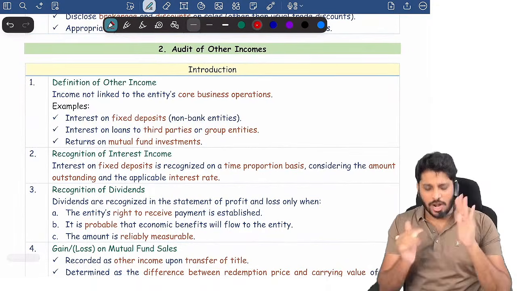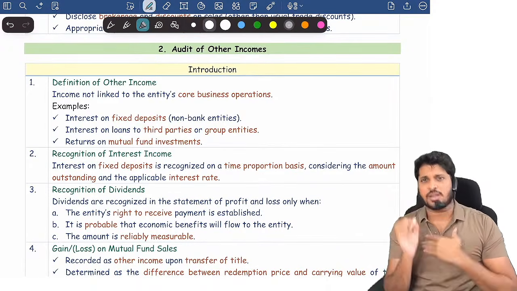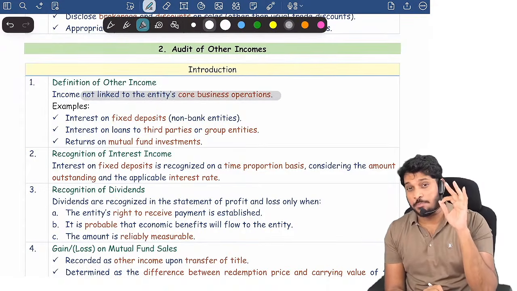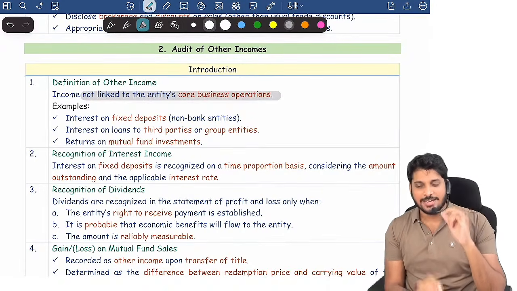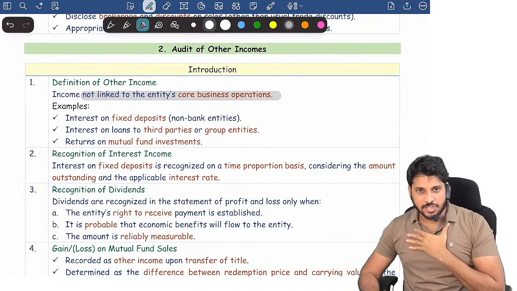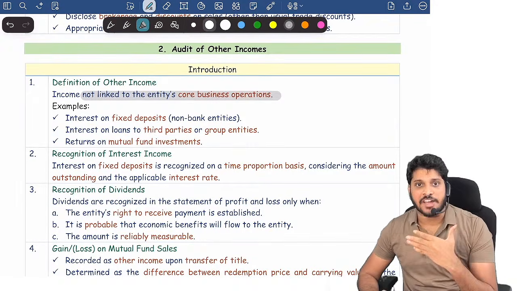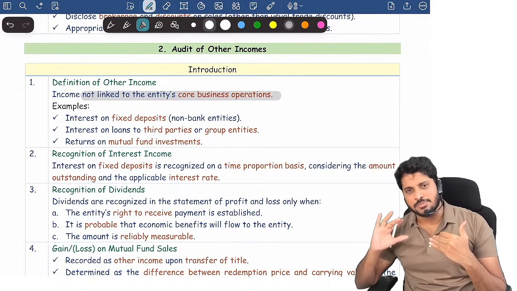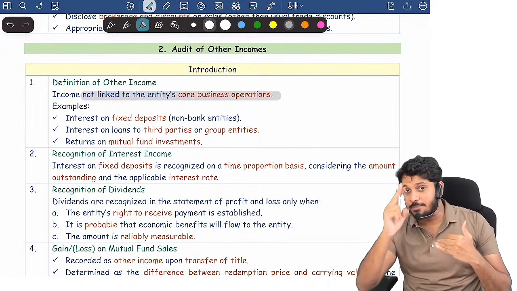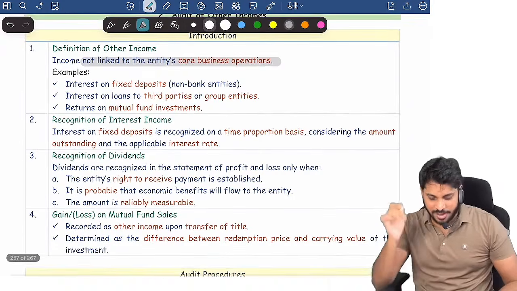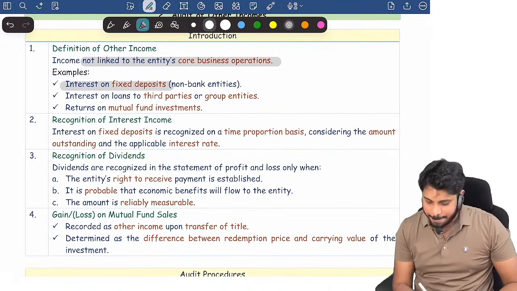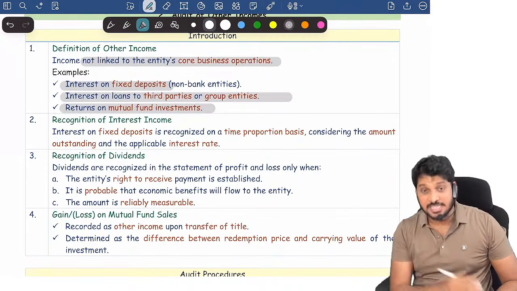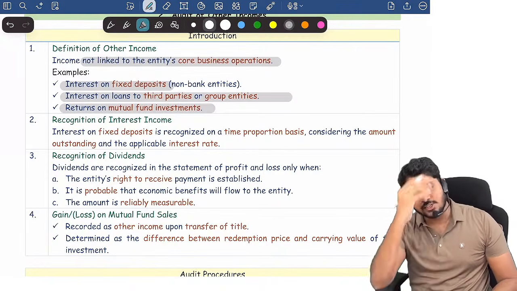Now first of all, what is income? Other income means any income not related to the entity's core business operations. For example, Reliance Industries Limited is a crude oil refinery. For them, interest and dividend income comes under other income because that is not from the company's core operations. For example, interest on FD, interest on loans given to third parties, returns on mutual fund investments, dividends on investments. These are all other income.